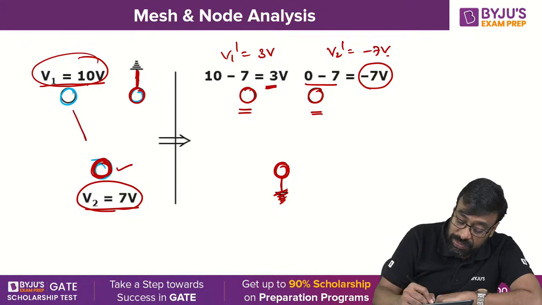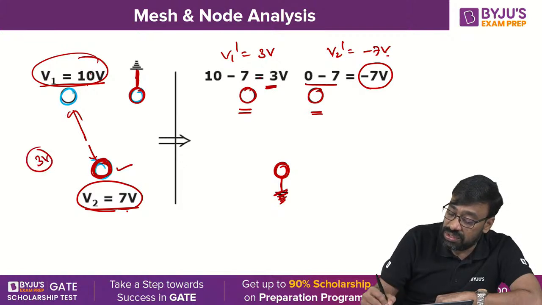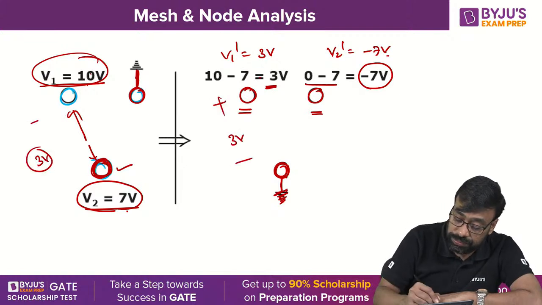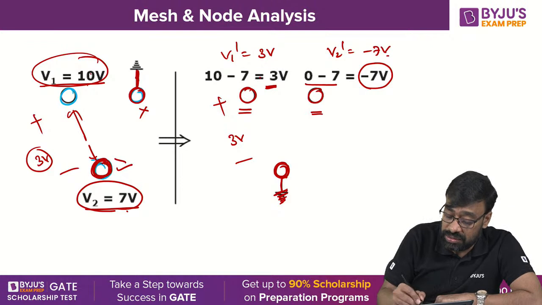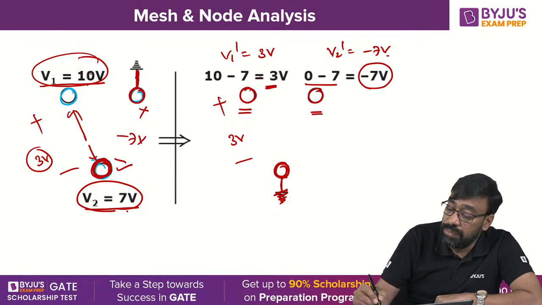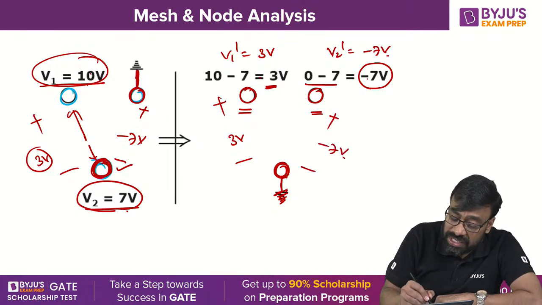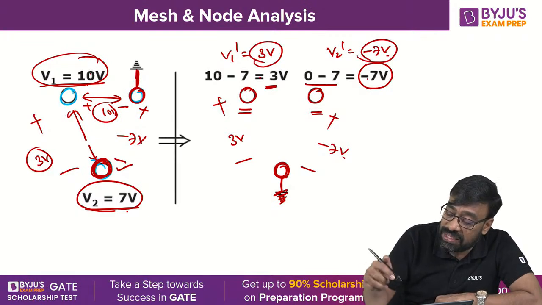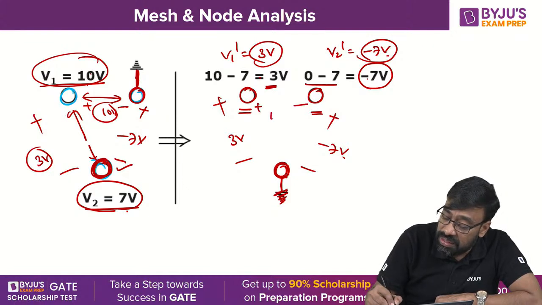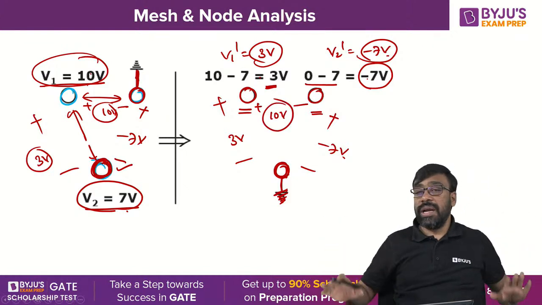Finally, look at the potential difference between these 2. 10 minus 7 is 3 volts. Look at this, 3 minus 0, it is 3 volts. The potential difference between these 2, if I take 0 minus 7, minus 7 volts. Minus 7 minus 0, minus 7 volts. The potential difference between these 2 nodes, 10 minus 0, plus minus 10 volts. Here also 3 minus of minus 7, plus minus 10 volts. That's what you are getting.